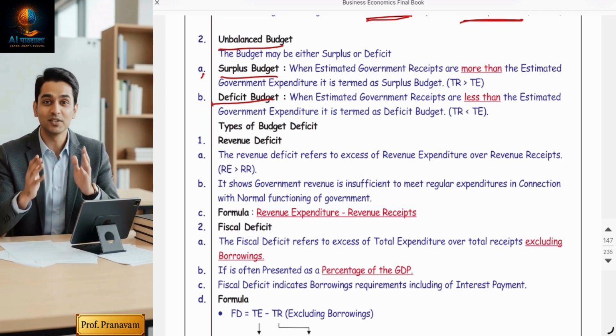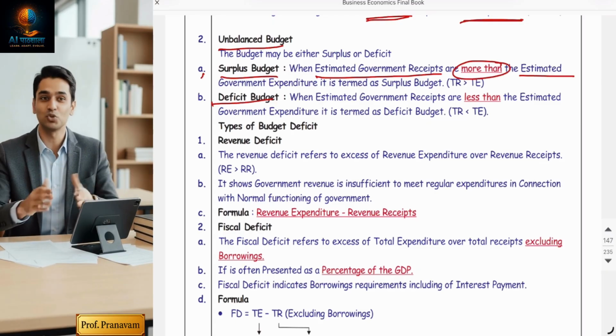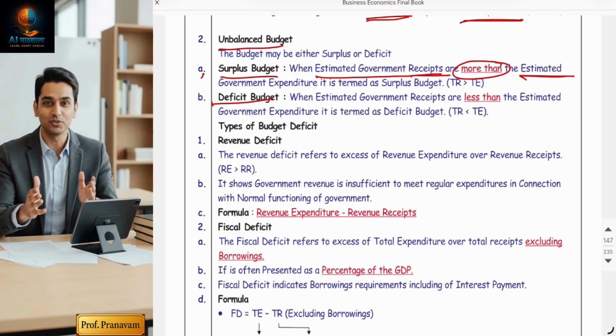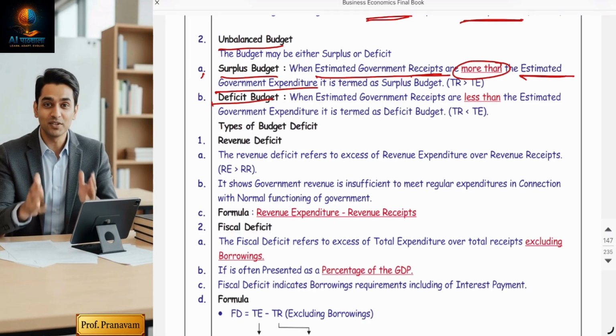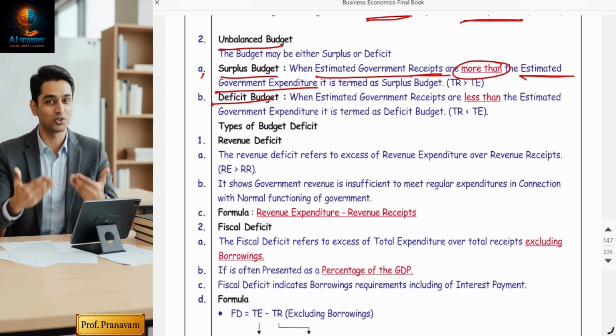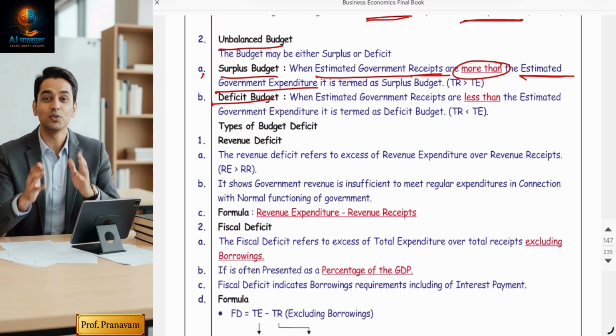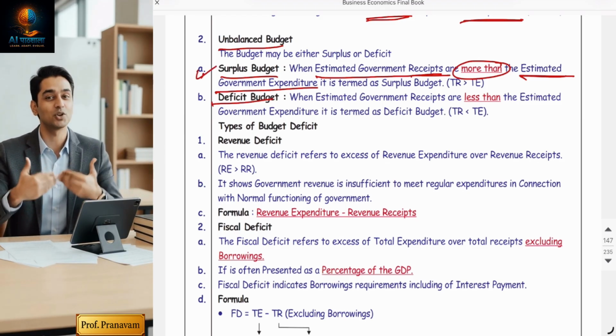In an unbalanced budget, a surplus budget means when estimated government receipts are more than estimated government expenditure. It is called a surplus budget. That means total receipts are more than total expenditure. This budget is always a dream budget for every country. Every government wishes the budget should be a surplus. Surplus means after managing all the expenditure of the country, after fulfilling all the needs of the public, the surplus amount is the balance remaining.